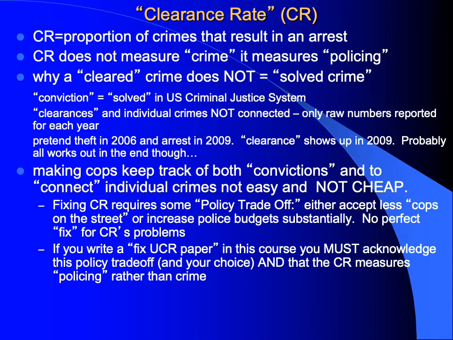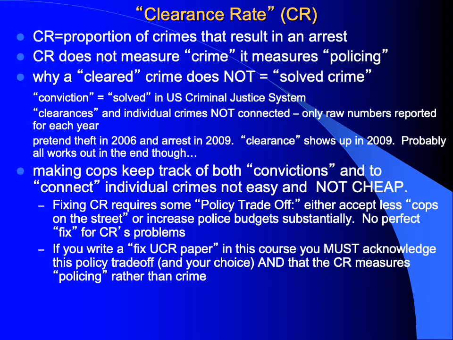Okay, number one, just because somebody has been arrested for a crime doesn't mean they actually committed the crime and it's been solved. In the United States criminal justice system, conviction is what we equate with a solved crime, not an arrest. You're arrested, you're charged with the crime. You must be convicted for us to say you're guilty of this crime. So by just using arrest rather than convictions, the clearance rate makes the cops look better than they are. However, don't just go crazy with that notion.